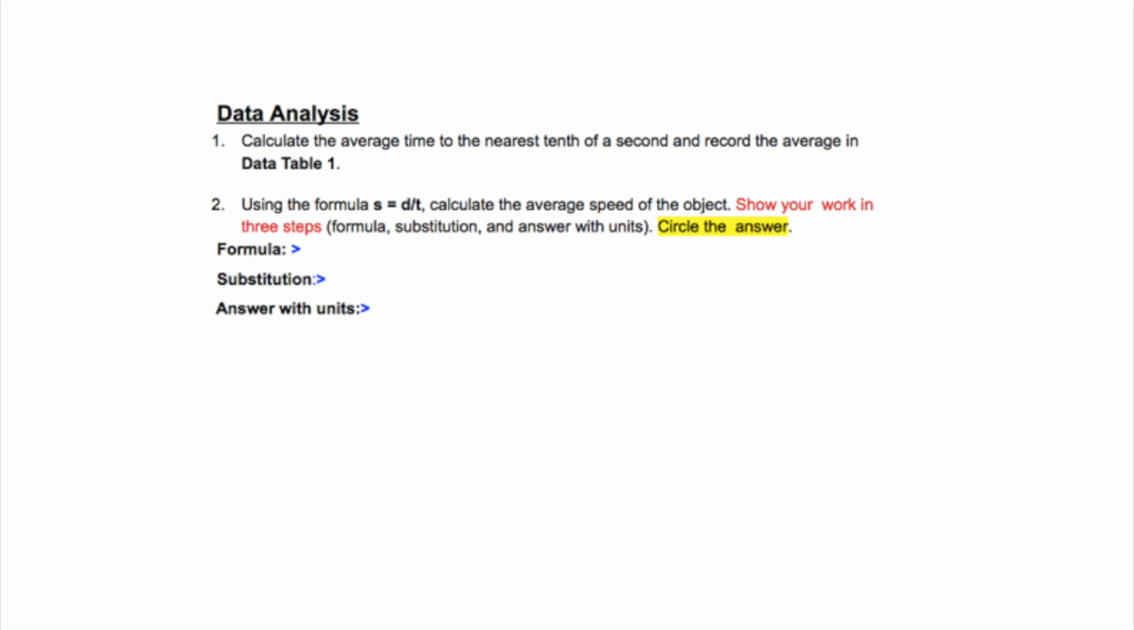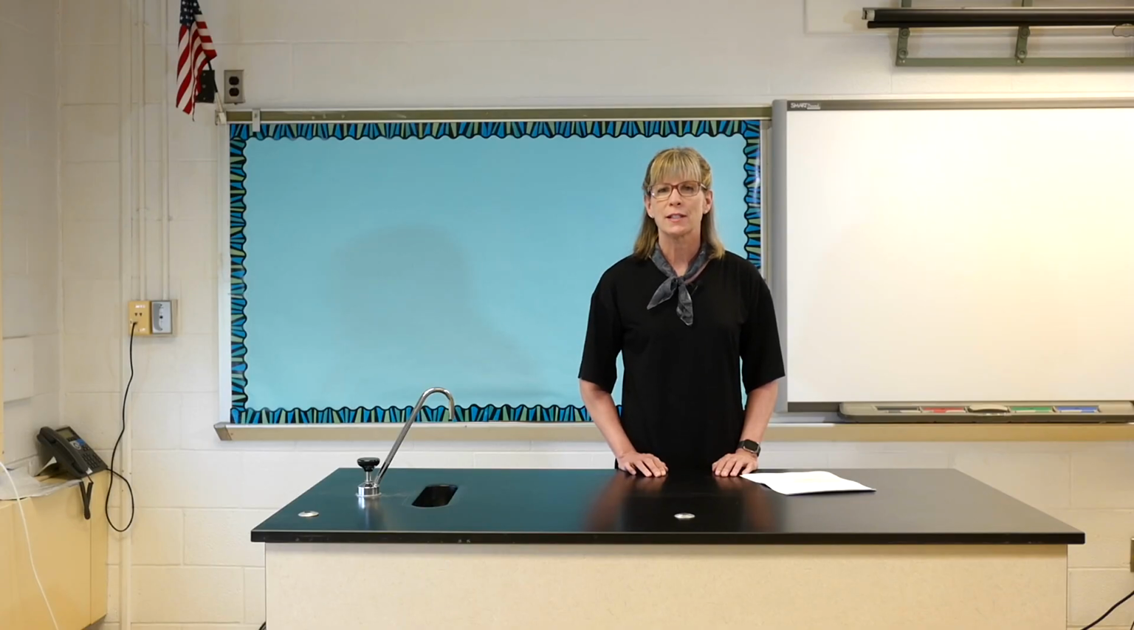You have already calculated the mean. Question number 2 tells you to use the formula S equals D over T to calculate the truck's speed. D, distance, is 5.0 meters, and the time is the average time for your 3 trials. Finish the remaining questions on slide 4 and go on to slide 5.